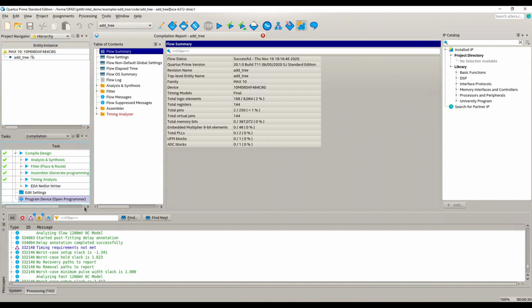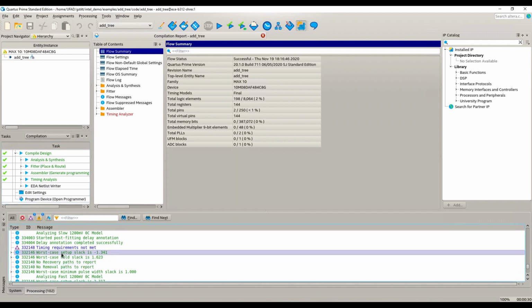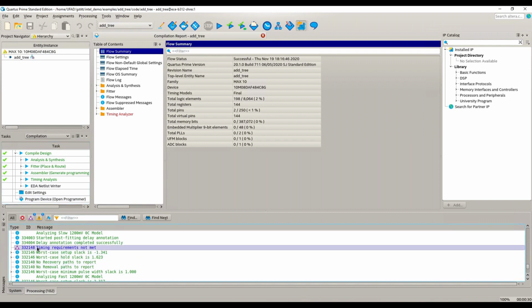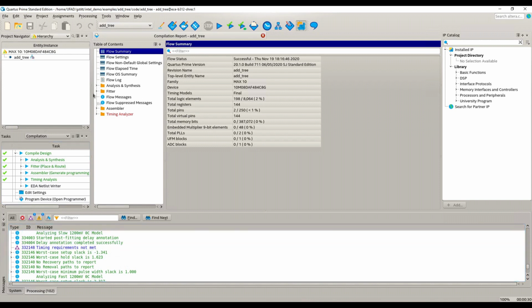All right, now if we look at what happened after we compiled, you'll notice down here there's an error saying timing requirements were not met. And up here in the compilation report, we see that the timing analyzer is highlighted in red. That means something bad happened. So let's expand this and take a look.